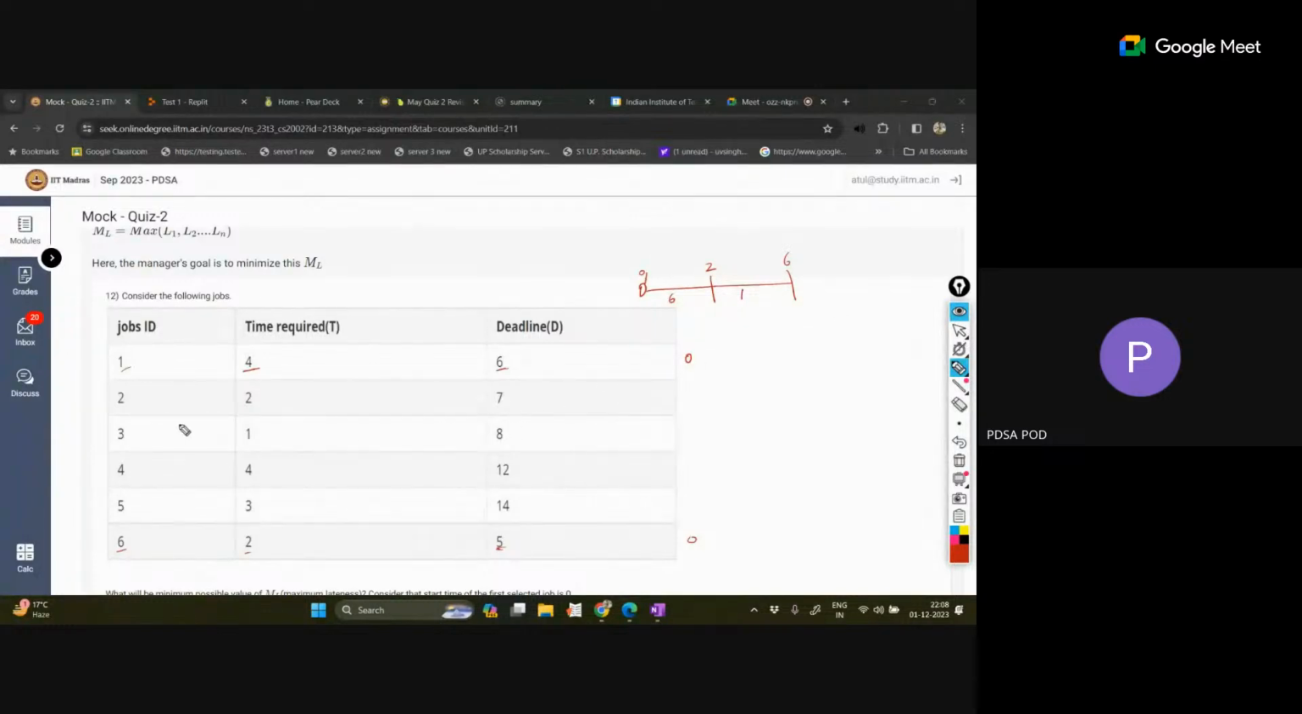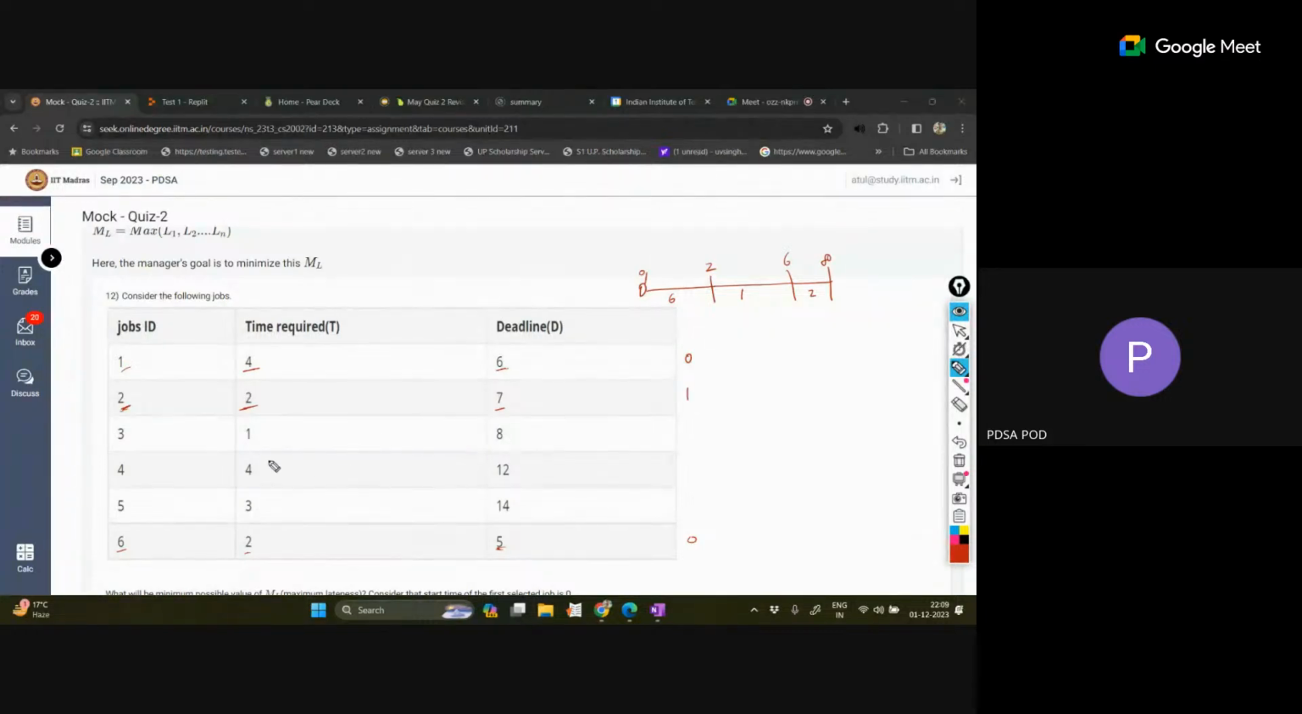Now we again start with the next job. The time required for this is 2, so 6 plus 2 is 8. This is ID 2, and the deadline is 7. We are finishing at 8, so here some difference is coming. We are finishing after the deadline, so the difference is 8 minus 7, which is 1.